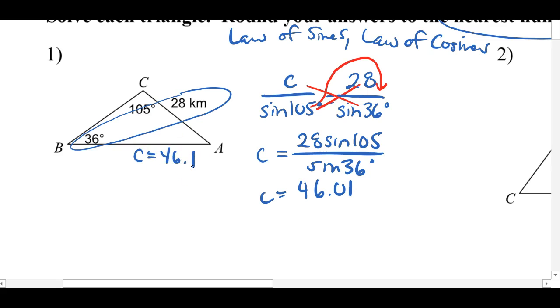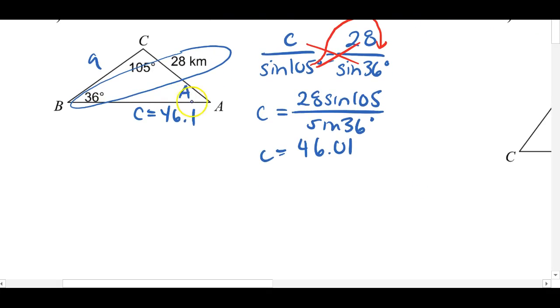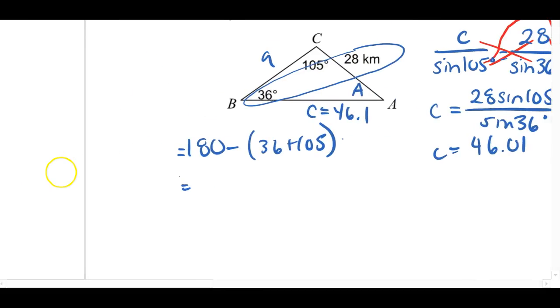But I still need to find side A and then angle A. Well, I know angle A. I can find that because I know that the angles of a triangle add up to 180. So 180 minus the quantity 36 plus 105. Put that in the calculator.